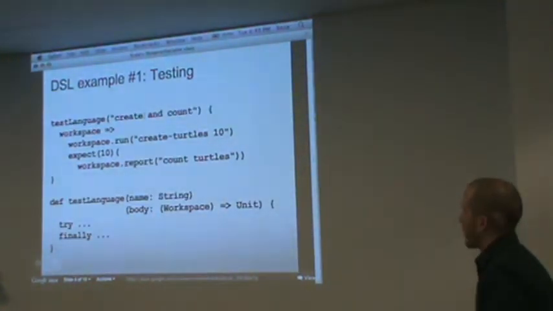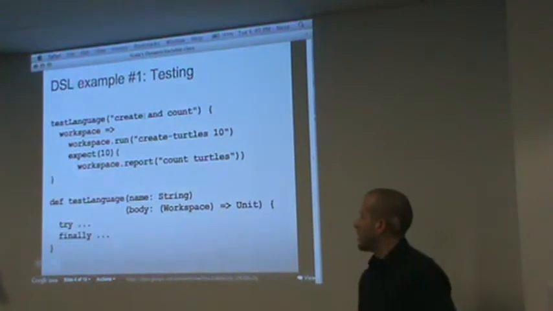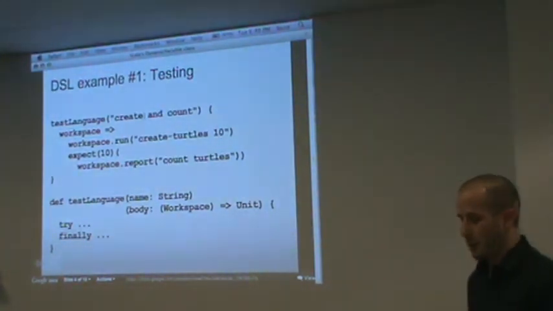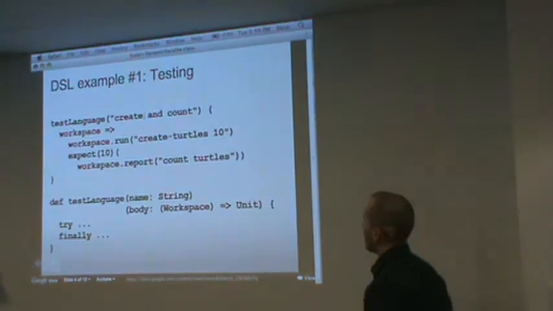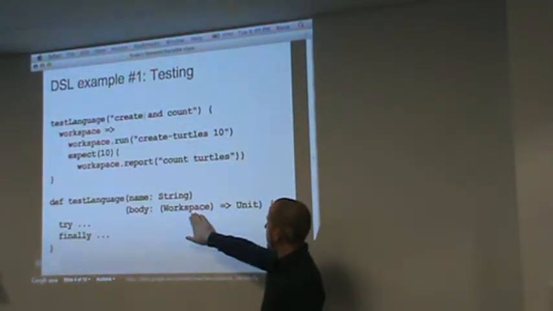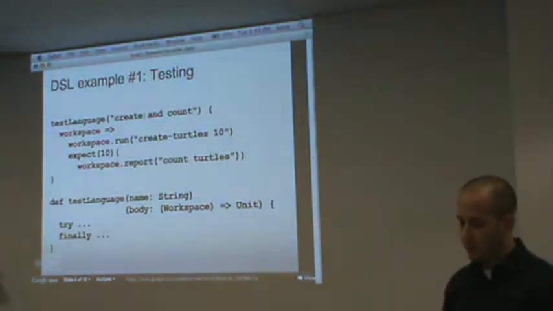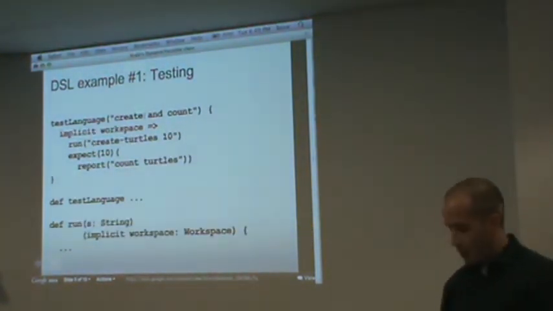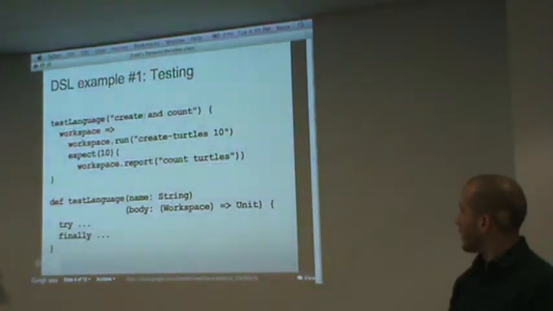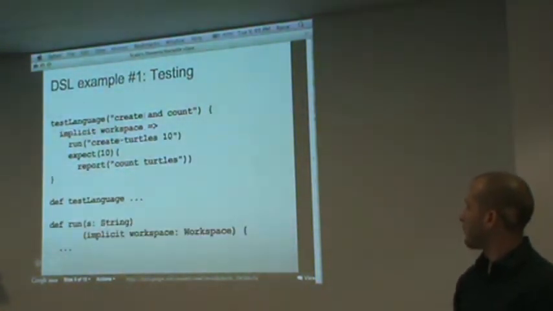In our next version of this, we took advantage of support for closures in Scala and defined a separate method that takes a function body that takes the workspace as an argument. So now we've factored out the creation and the disposing of the workspace. But they're still red here because we're having to say workspace every time, both at the top of the body and when we call the methods on it.